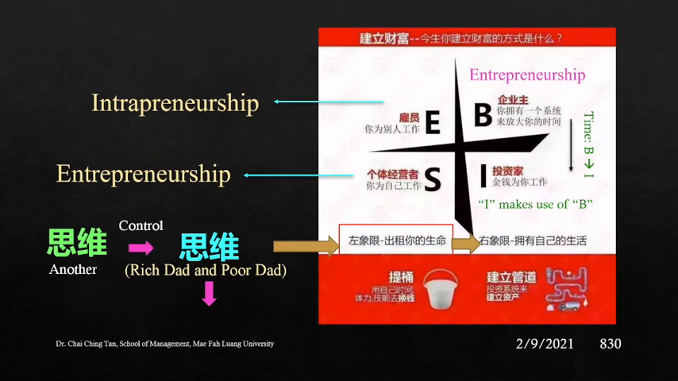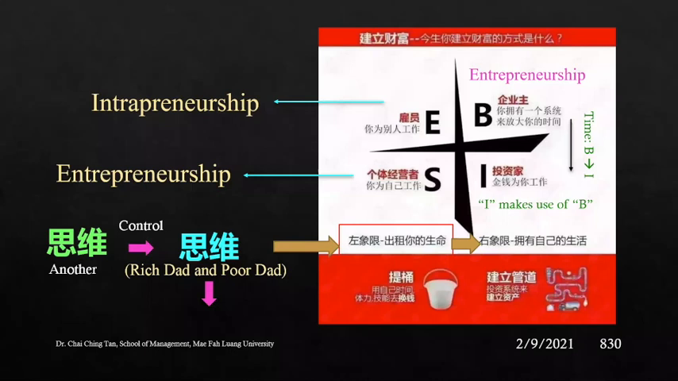So Rich Dad Poor Dad says there are four models, and these four models are separated into two domains. Follow me. One is on the left hand side, and the other one is on the right hand side. The left hand side says the mental model is: you lend your life. Life is like a resource.